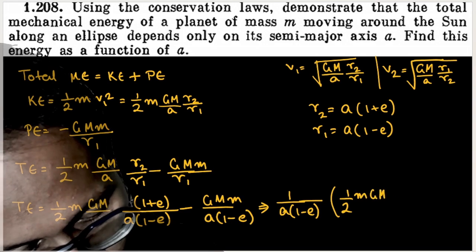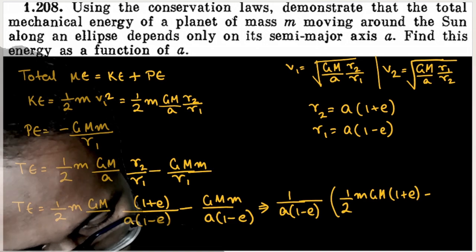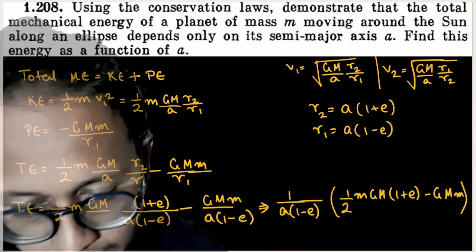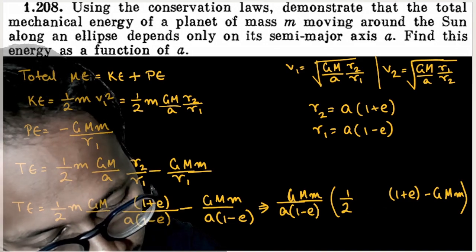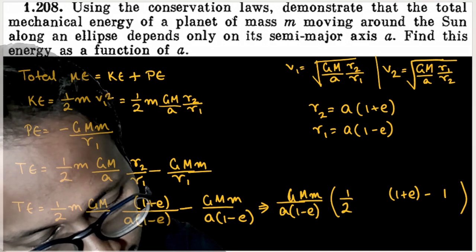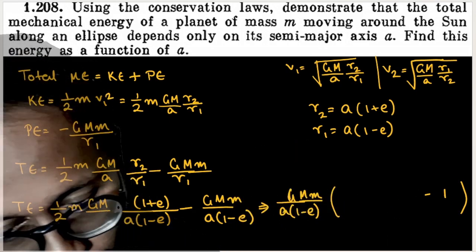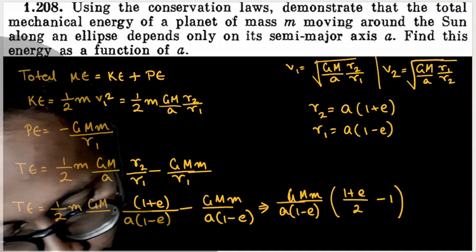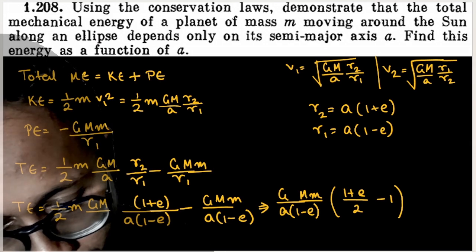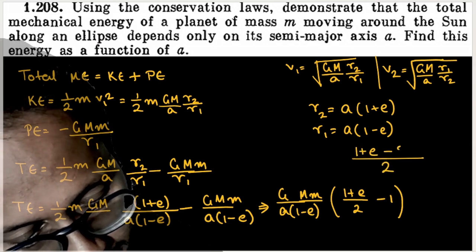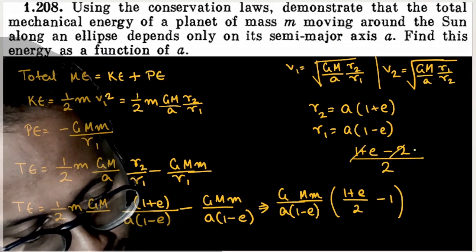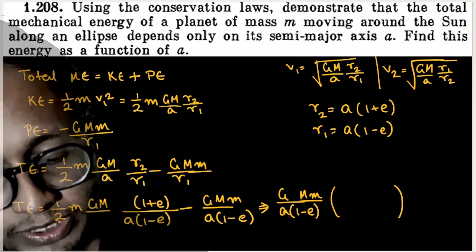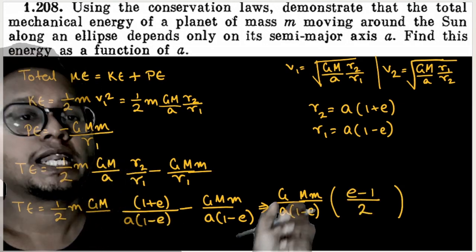I'll be left with half G capital M small m into 1 plus e minus how much? I can take G capital M small m common and take it outside. So G capital M small m common, minus 1. So 1 plus e by 2 minus 1, isn't it? Now let's take the LCM: 1 plus e, LCM 2, minus 2. So it would be e minus 1. Plus 1 and minus 2 becomes minus 1. So it would be e minus 1 by 2. So this entire thing, 1 plus e divided by 2 minus 1, is nothing but e minus 1 divided by 2.